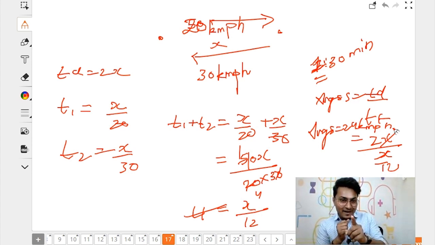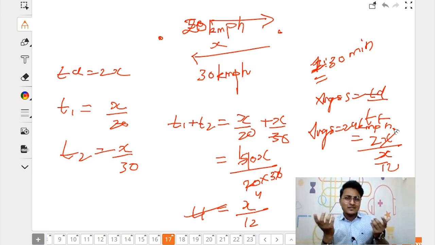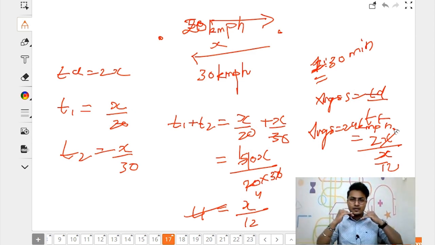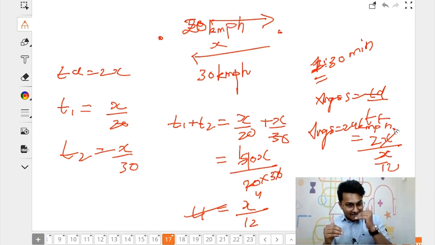If you were able to do it correctly, this is how you should do it. Go fast. Procedure understood. Then the second is a simple problem. Assume it as x, total distance 2x, total time, and then average speed. Awesomely rocking. Great job, guys.